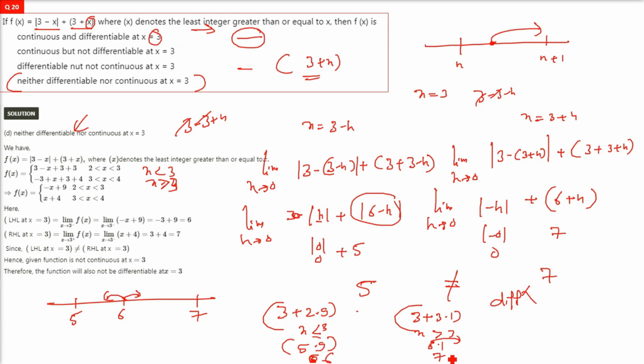It is not 5 on the left, it is 6. Okay, it is 6 on the left and 7 on the right. And 6 and 7 are not matching, so it is not continuous. You have to have continuity to get the differentiability. So it is not continuous, and you can just say it is not differentiable as well. This is how we understand. Again, I'm sorry for this 5, this is 6.